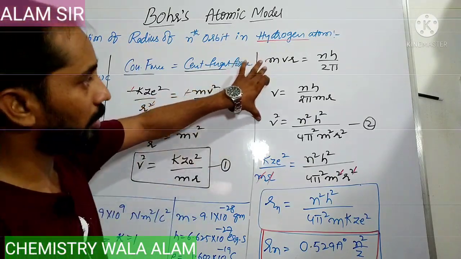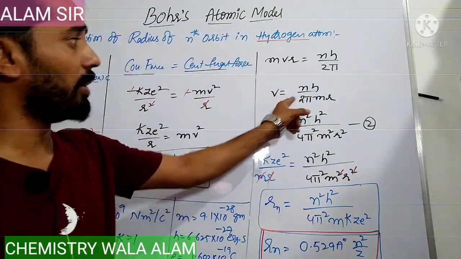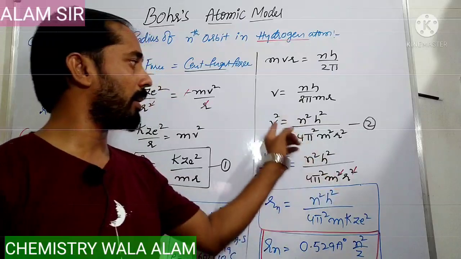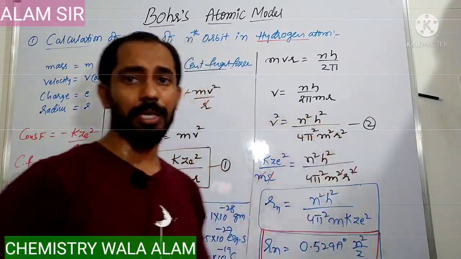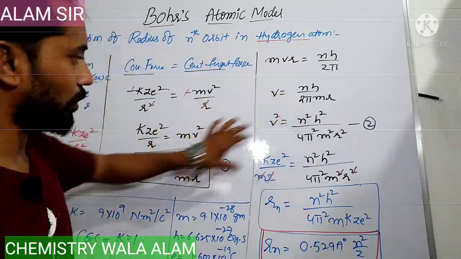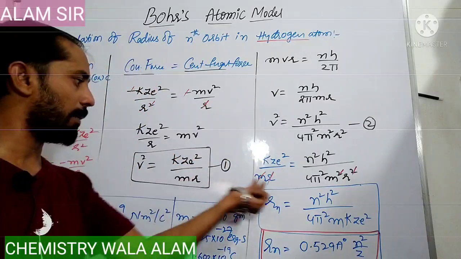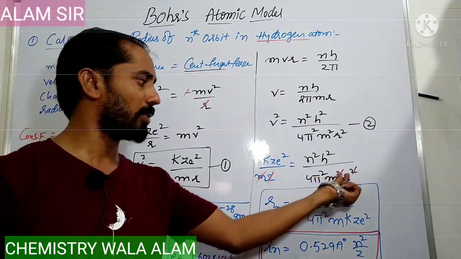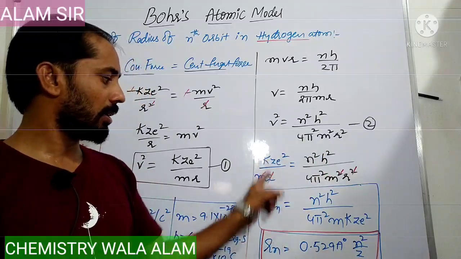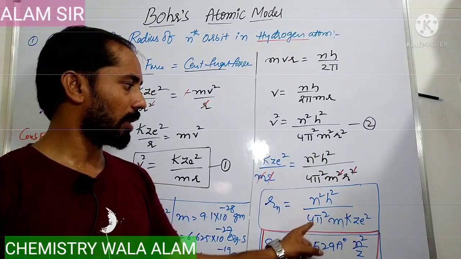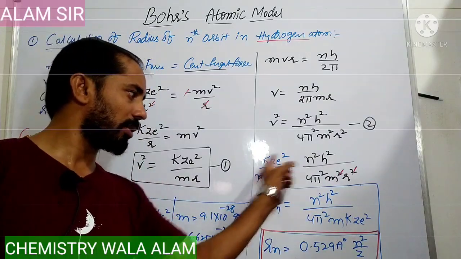From Bohr's angular momentum equation, m v r equals n h by 2 pi. So v equals n h by 2 pi m r, and v square equals n square h square by 4 pi square m square r square. Equating equation 1 and equation 2, k z e square by m r equals n square h square by 4 pi square m square r square. So m and r square get cancelled, and r equals n square h square by 4 pi square m k z e square.